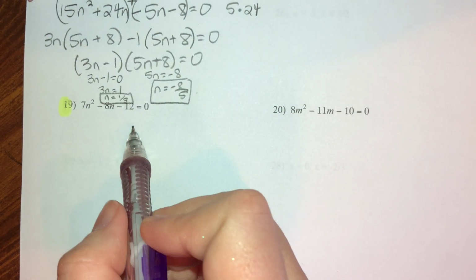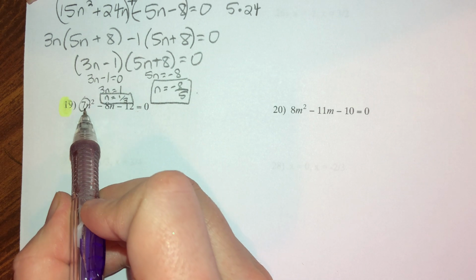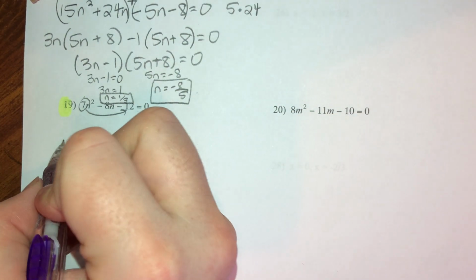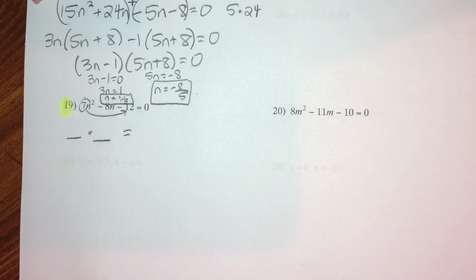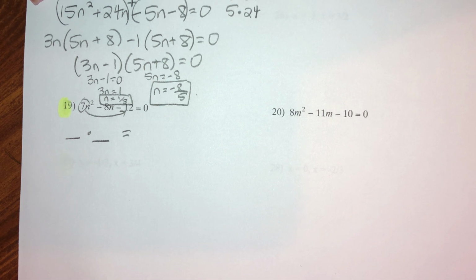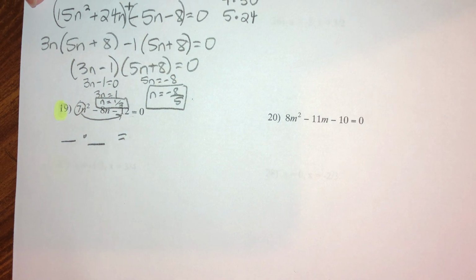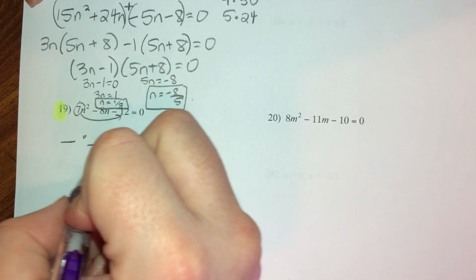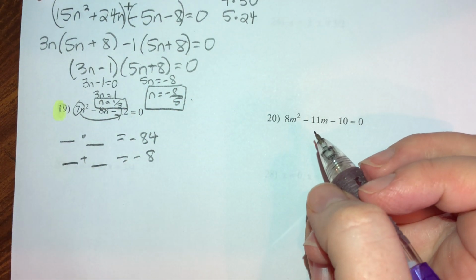Okay, number 19, same process, okay? We're looking for a GCF, but there's not one. So that means I've got to multiply that 7 times that negative 12. So I need two numbers that multiply to give me whatever 7 times 12 is, specifically 7 times negative 12. So that'd be a negative 84. And then I want them to add to give me a negative 8, okay?